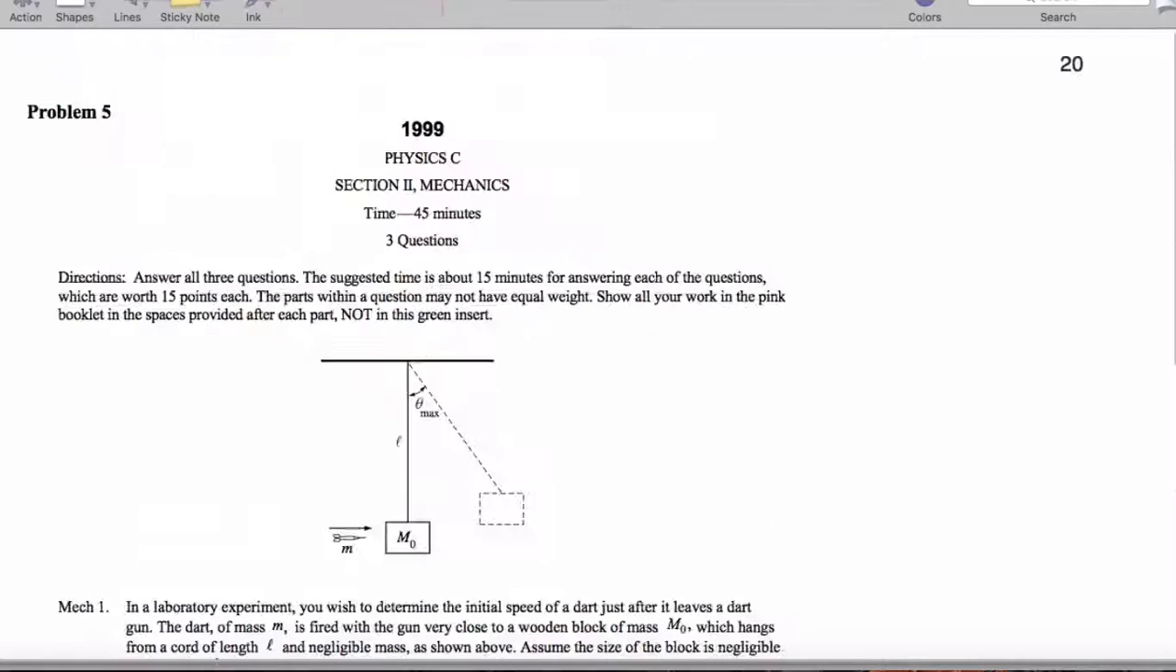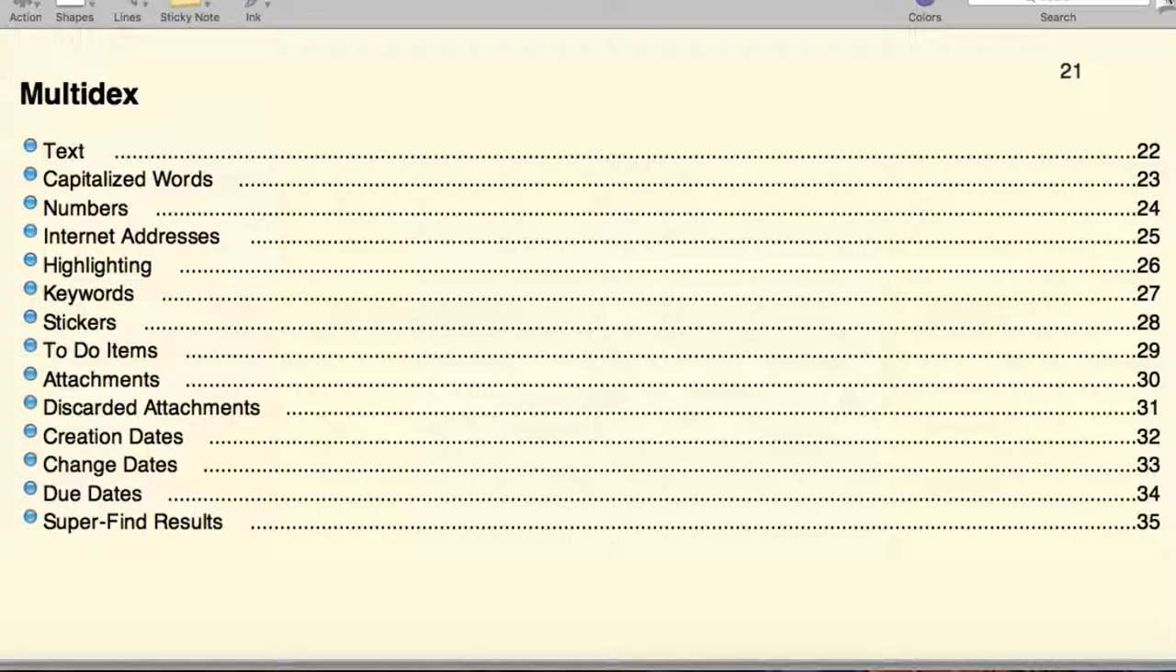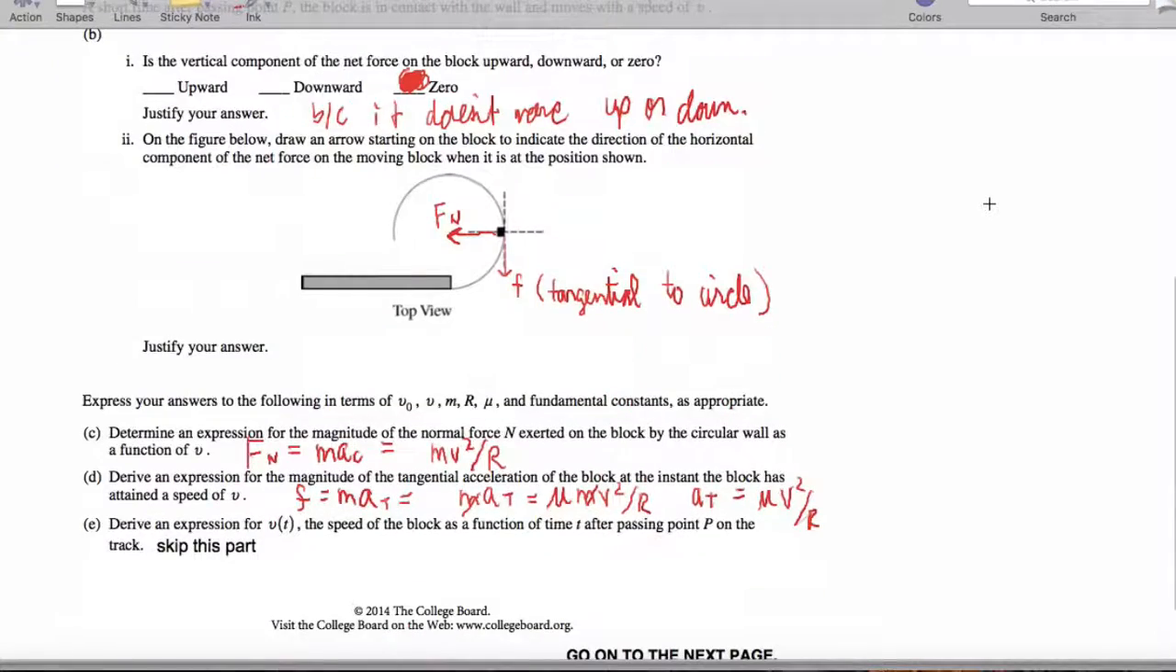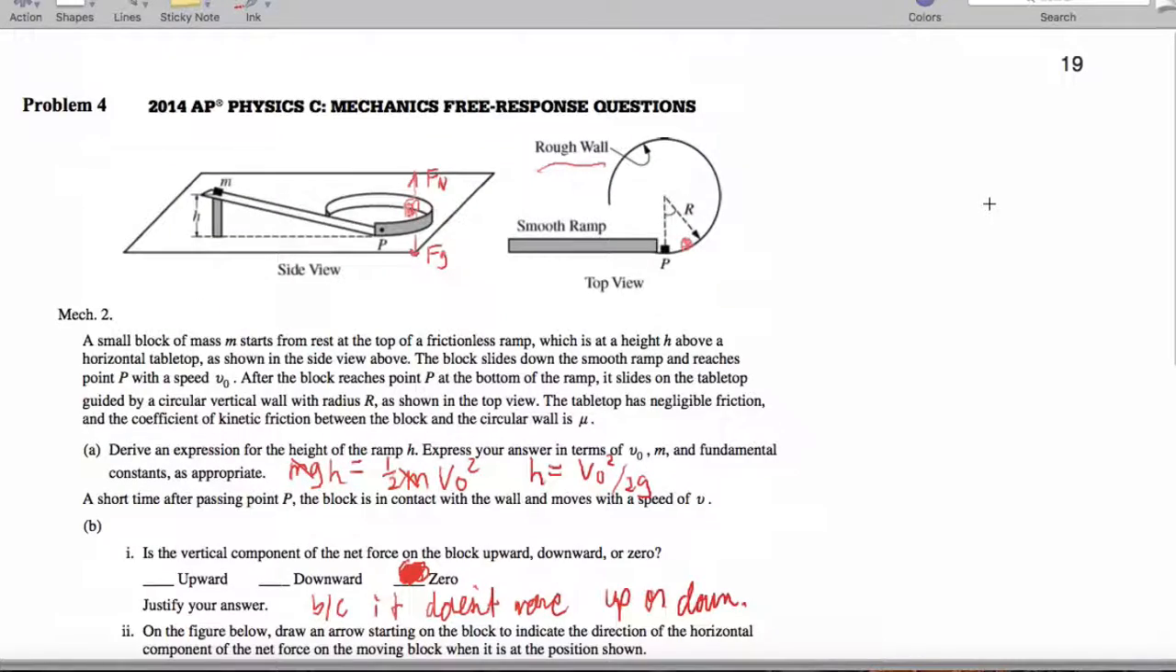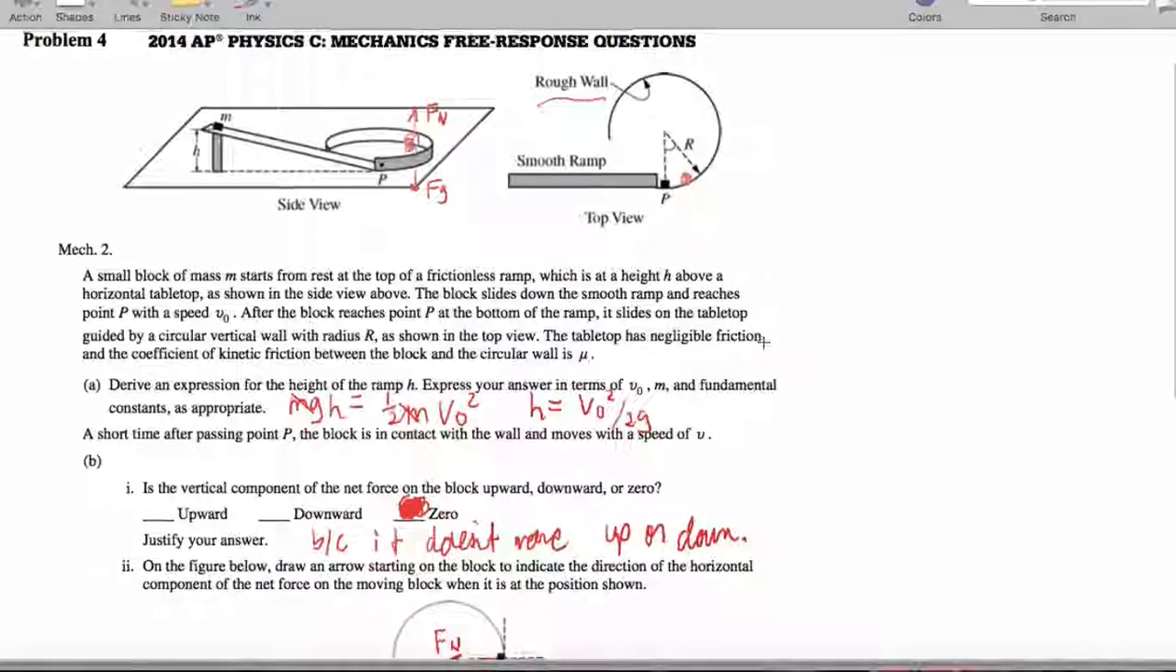What a great problem. I can hardly wait to publish this to video and take a look at the last problem on the practice test.